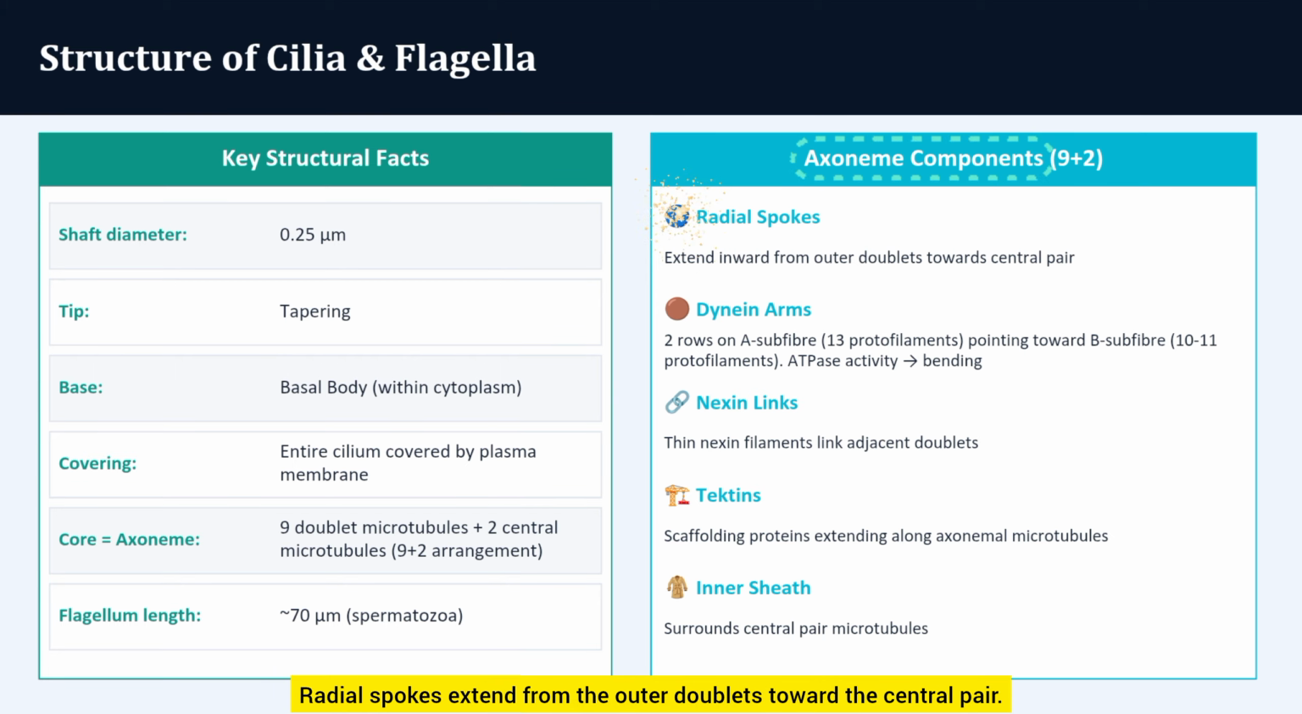Radial spokes extend from the outer doublets toward the central pair. Dynein arms are the most important. There are 2 rows of arms on the A subfiber. The A subfiber has 13 protofilaments, and the B subfiber has 10 to 11. The ATPase activity of dynein produces the bending motion. Then there are nexin filaments, which link adjacent doublets together. And tectins, these are scaffolding proteins that extend along the axonemal microtubules.